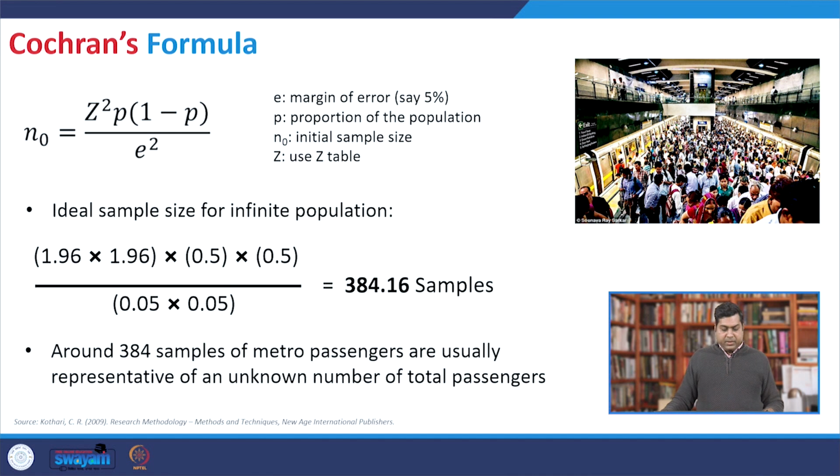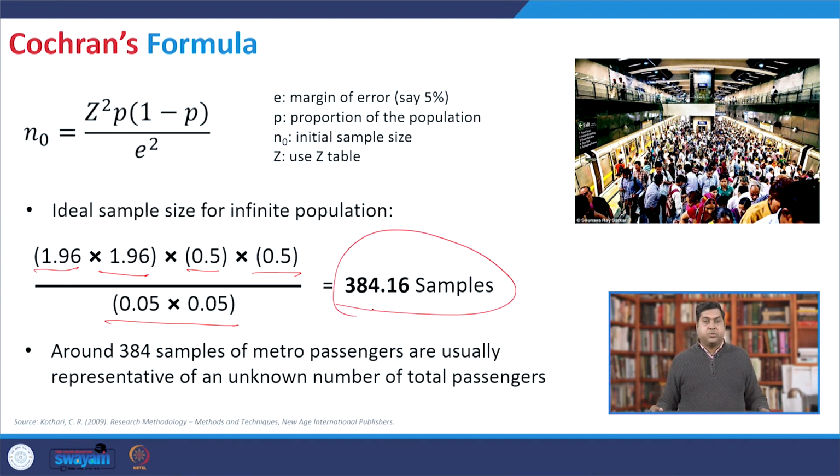Now based on that, if we put the value 1.96 into this, then 0.5 as a proportion, and then this is the 5% error, we convert into a decimal, so 0.05. So it will give you 384.16, so almost equivalent to 384. So this 384 sample is for an infinite population, because there is no parameter involved in this equation which is talking about the population.